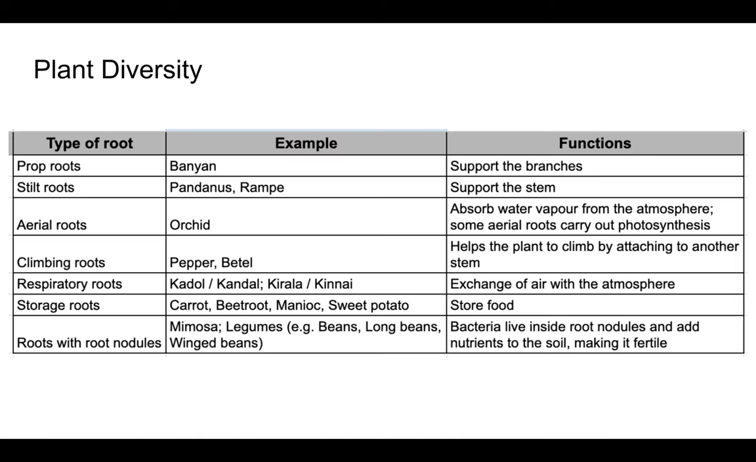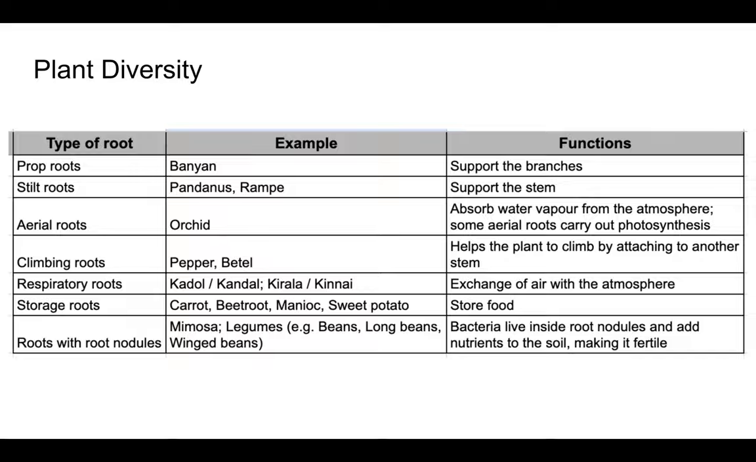A lot of things. Next, we are talking about the different roots that plants have. The first root is prop roots. Prop roots grow from the branches. Prop roots support the branches. For example, banyan. Stilt roots support the stem. They grow from the stem. What are the examples? Pandanus, rampe.